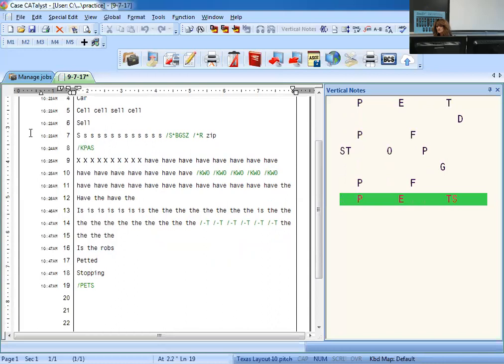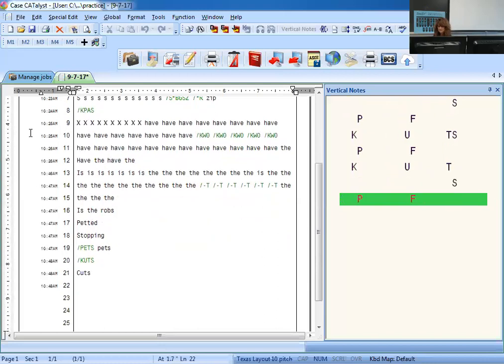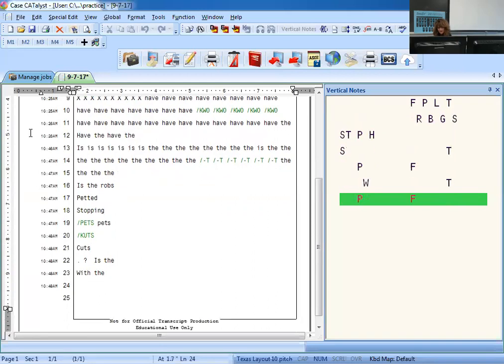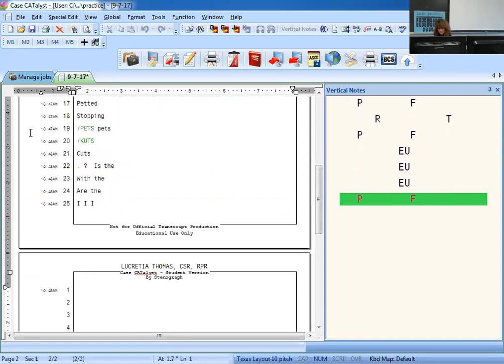If I write pets in 1 stroke, it's wrong. It's pet, come back final S. Okay? If I write cuts in 1 stroke, it's wrong. It's cut, come back final S. Make sure you know you have to come back on inflected endings. And then you've got period, FPLT, comma, RBGS, question mark is STPH. Okay? Always remember those. Is the is ST together. S final T together. With the is WT together. Are the is RT together. Very important that you all memorize that those are together. EU is I. EU is I. And then we have the D is the TK. And so the B is the PW.